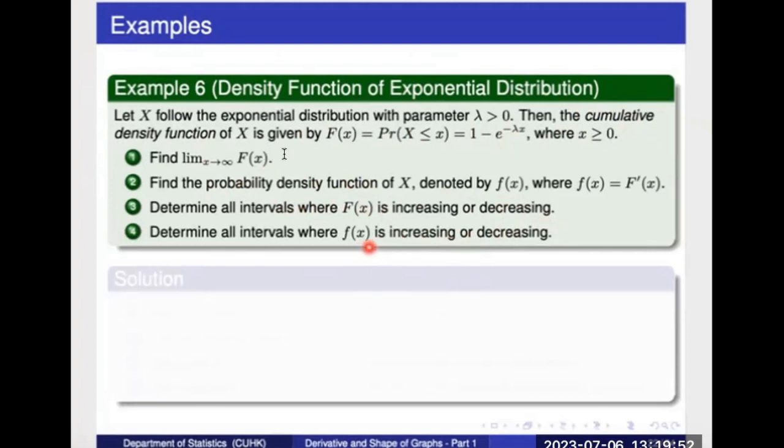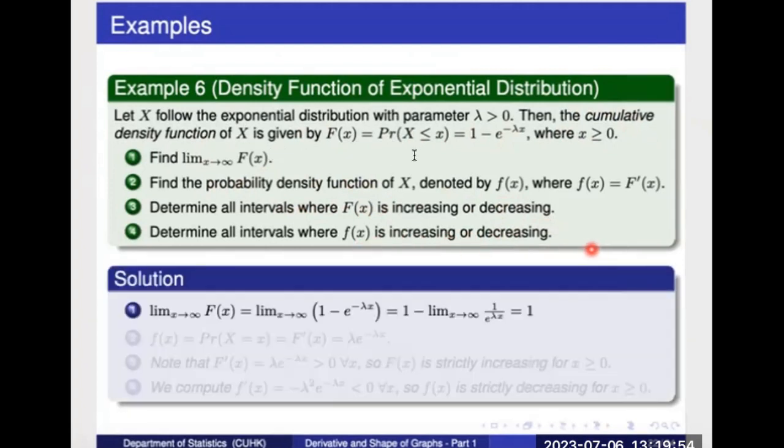To find the limit of F as x approaches infinity, we need to use the property that e to the power of negative lambda x approaches 0 as x approaches infinity. Therefore, F of x approaches 1 minus 0, which is 1, as x approaches infinity. This means that the probability that X is less than or equal to any large number is close to 1.